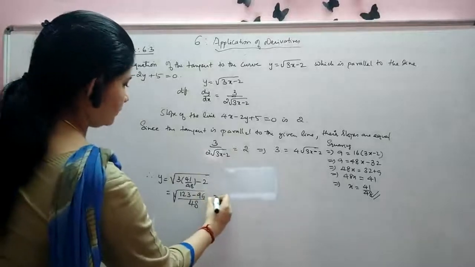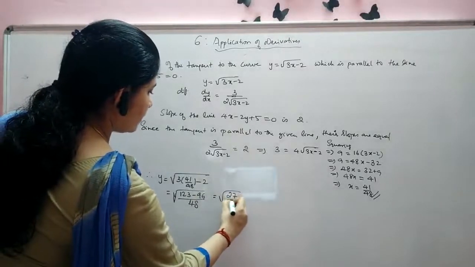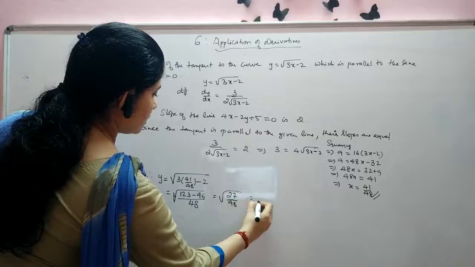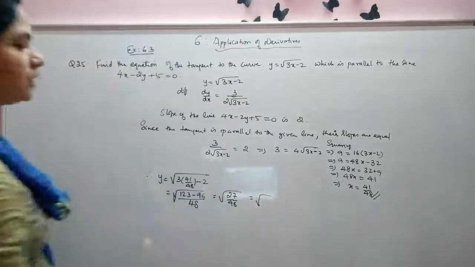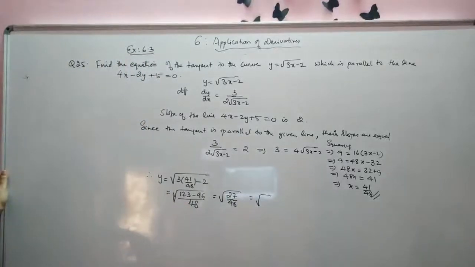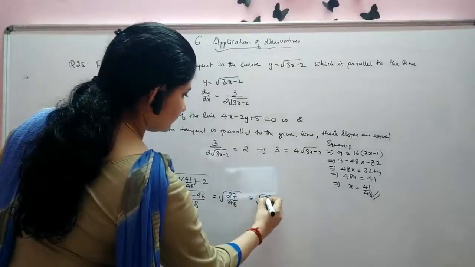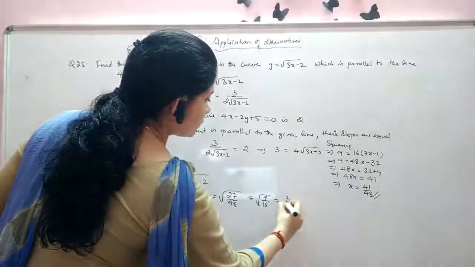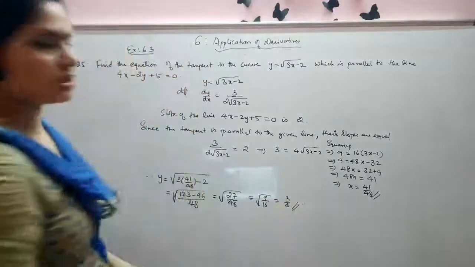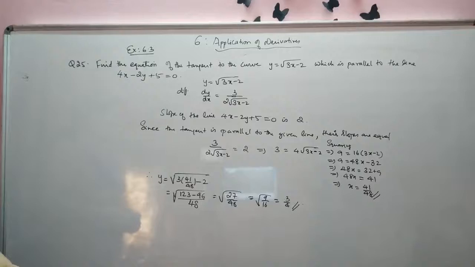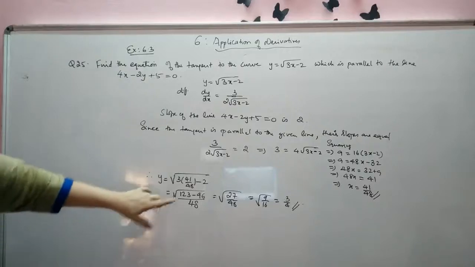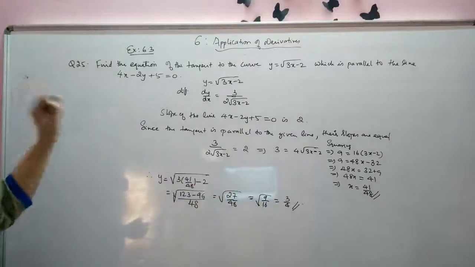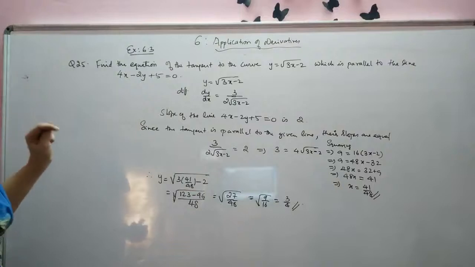Okay, it's equal to root of 27 by 48. Again you can cancel, you will get it to be 9 by 16, and root of 9 by 16 will give you, you are taking only positive value, so it is 3 by 4. Y coordinate is 3 by 4. Now what you need to find out, you got your x and y, which means it is at the point 41 by 48 comma 3 by 4.